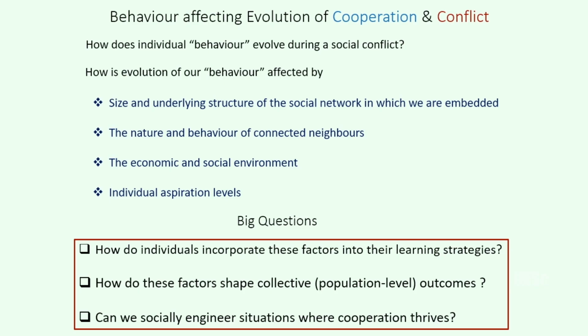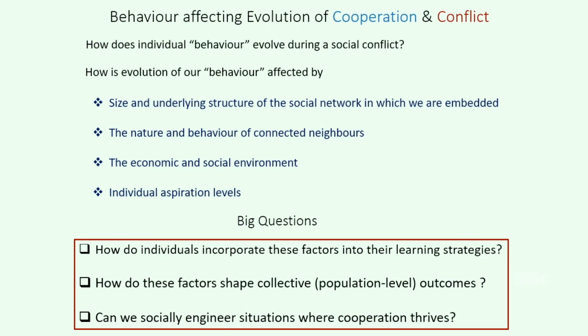So we want to understand how cooperation can be sustained in a population. But in order to understand that, we have to ask some difficult questions, right? So we need to understand how, so cooperation is a behavioral trait, right?